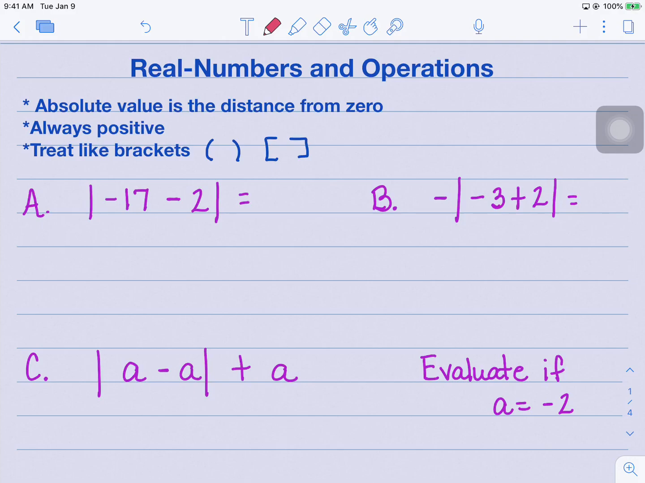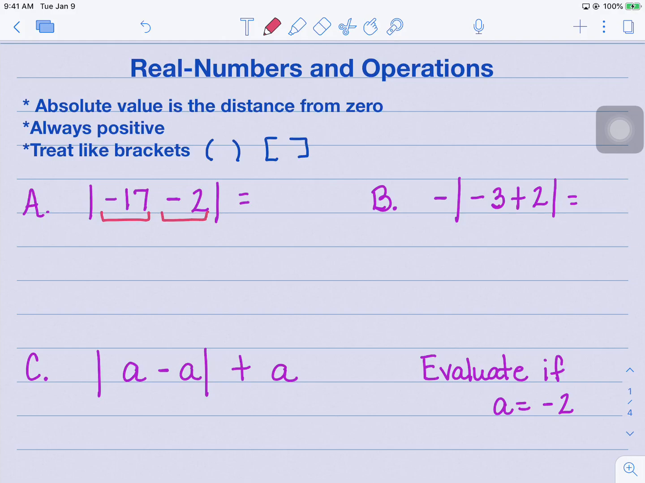Those are both inside the absolute value, so we have to treat them like brackets, and just like brackets or parentheses, we do that operation first. So this is just an integer operation. We have a negative 17 minus 2. We can look at it as a negative 17 and a negative 2. If you want to do the cha-ching or keep, change, that works for you, you may. Negative 17 and negative 2 are the same as far as sign, so we're going to combine those numbers and keep the sign.